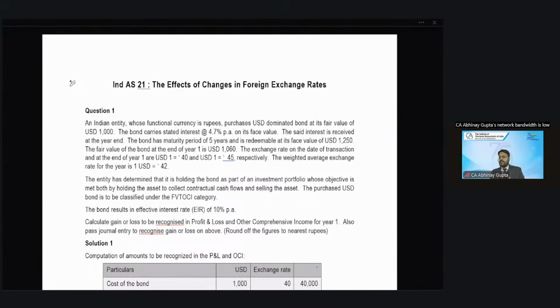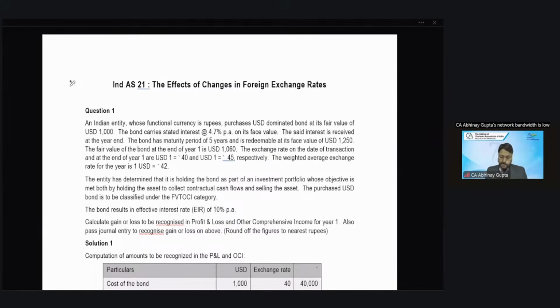So these are the primary indicators. Basis on the appropriate mix of these conditions, we come up with the decision of functional currency. That's what you must have done in your regular classes, and you must have done the practical examples as well, how to determine the functional currency.